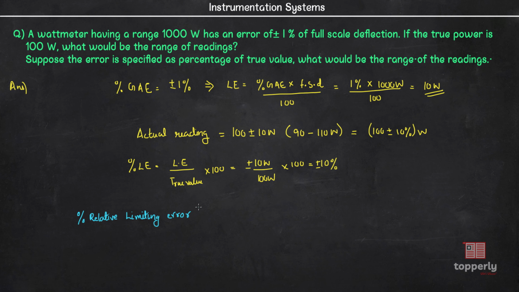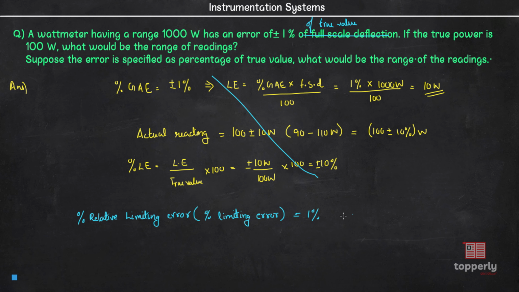or simply percentage limiting error as 1%. It is simply specified that this plus or minus 1% is expressed as a percentage of true value. That is the second part of the question. So we are asked to find the range of the readings.